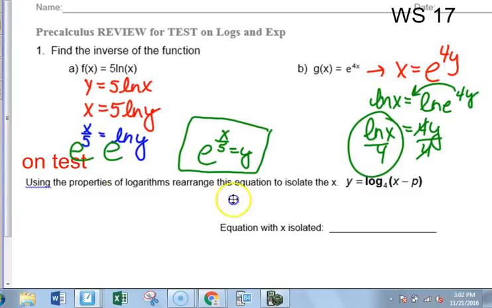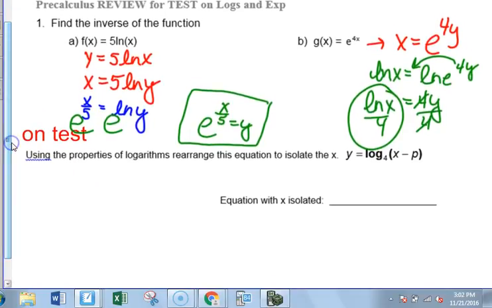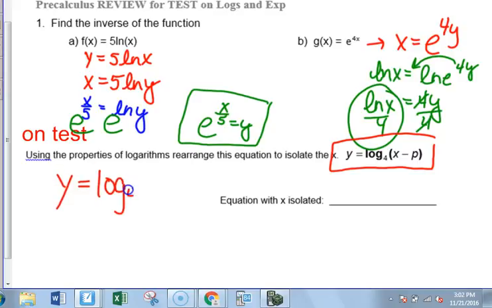Can you see it? Move it up just a little bit. It is this question over here. Y equals log base 4 of x minus p. It says using the properties of logarithms, rearrange this equation to isolate the x. It says y equals log base 4 of x minus p. So the original equation, it doesn't ask for an inverse. It just says isolate the x. This is not on the worksheet, but there's one just like this on the test.